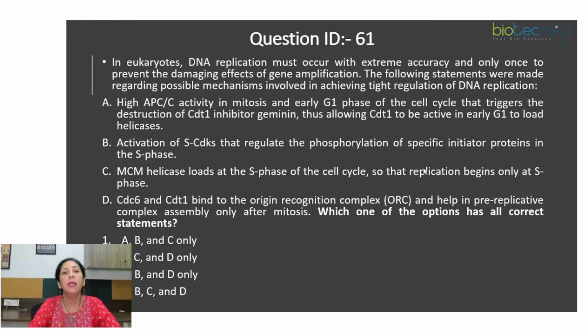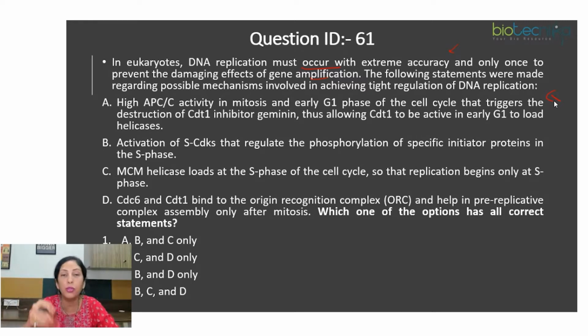Okay, so this is again from replication, but if you read this question, you will find that the concept of replication is merged with the cell cycle. I always tell this, that replication can always be merged with the cell cycle concept to frame questions for part C. Okay, so what do we have in this question? In eukaryotes, DNA replication must occur with extreme accuracy and only once to prevent the damaging effects of gene amplification. The following statements were made regarding possible mechanisms involved in achieving tight regulation of DNA replication. Right. So let me tell you about the initiation of replication in eukaryotes. Earlier we had seen one question that was based on the replication initiation in prokaryotes.